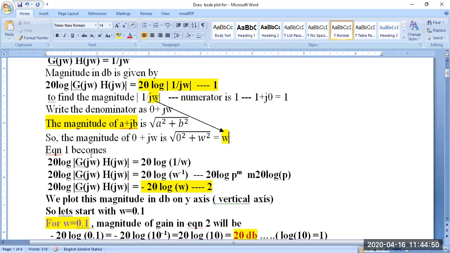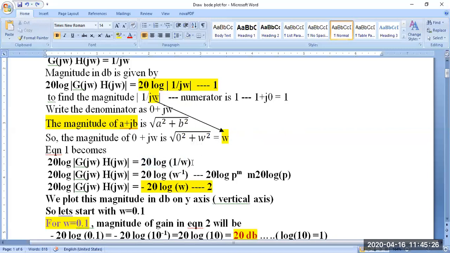So equation 1 becomes, so this is equation number 1 if you see correctly, 20 log of g of j omega into h of j omega is equal to 20 log of 1 upon omega. So are the students writing with me? I suggest that as I'm explaining, you should write the equations also. So 20 log of g of j omega into h of j omega is equal to 20 log of 1 upon omega. Okay. Now this is the magnitude that we got.